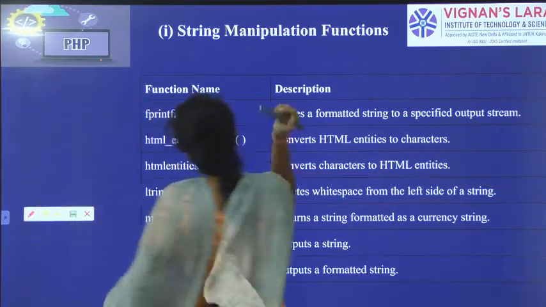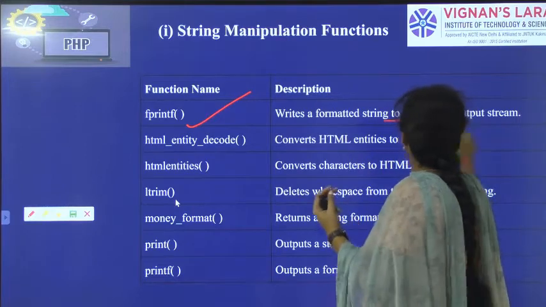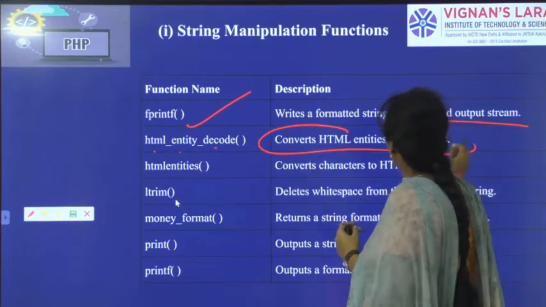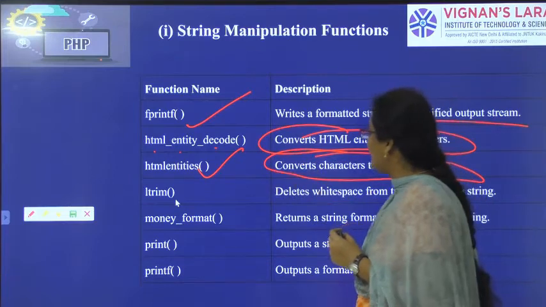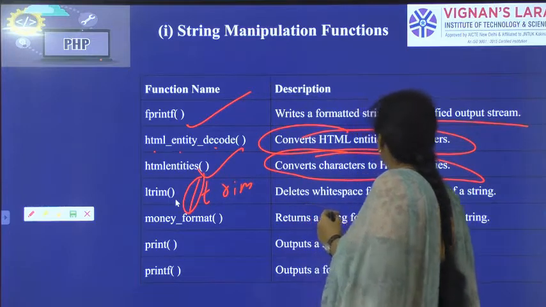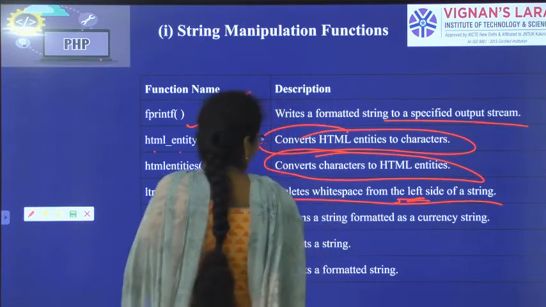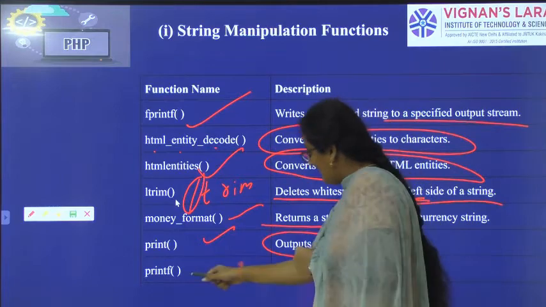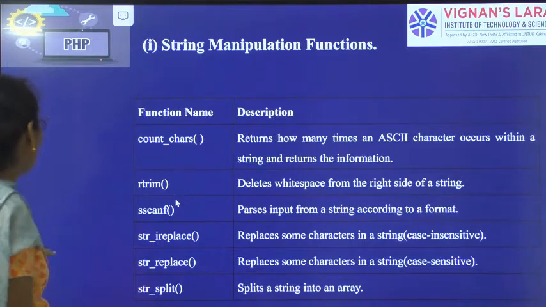So let us see. fprintf writes a formatted string to the specified output stream. html_entity_decode converts HTML entities to characters. htmlentities converts characters to HTML entities. ltrim: L is for left, so it will delete the white spaces from the left side of the string. money_format returns a string formatted as currency. Print is for outputting a string. Printf is for outputting a formatted string. So let us see some more string manipulation functions.